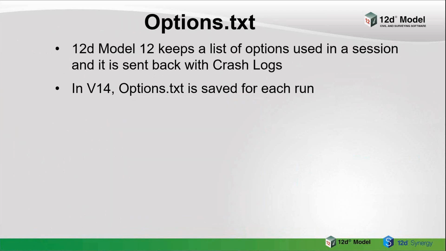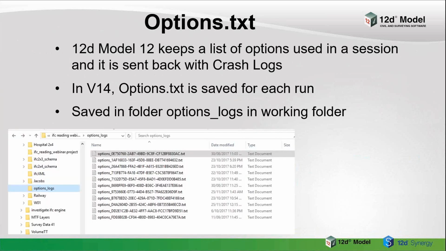In 12D Model 12, we kept a list of the options used in a session, and when you had a crash and sent us the crash log, we got it back. That's been a fantastic thing for us to try and find bugs. We've been working very hard to eliminate as many bugs as possible, and this has made it much better than in the past. But in version 14, we actually keep that Options.txt file, saved for each run, in a folder in your working folder. If you look in there, you'll have a folder called option_logs. It has information on all your sessions. So we'll be able to use that to start seeing what options people are using.